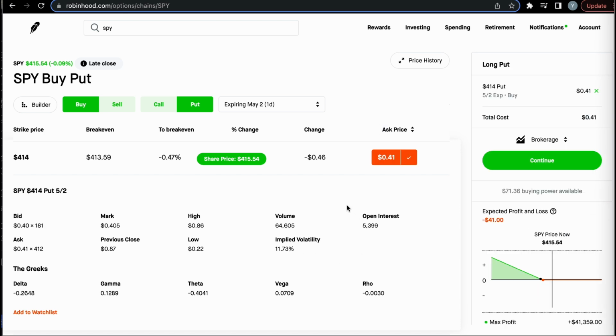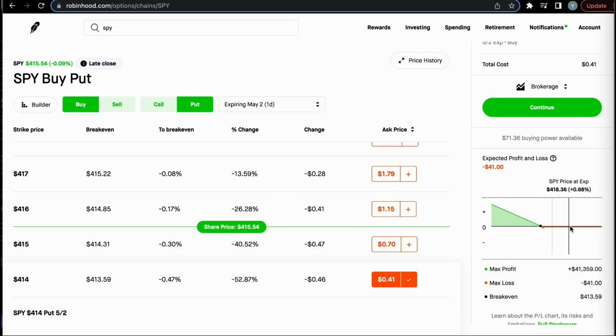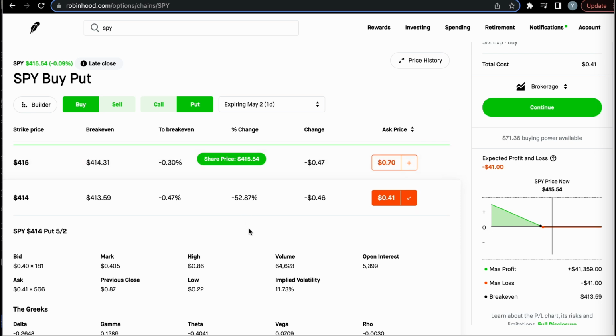So if you wanted to buy this contract, it would be $41. Your max loss is $41, and your max profit is all the way up to $41,000 if SPY goes to zero. Okay, guys, I hope this helps.